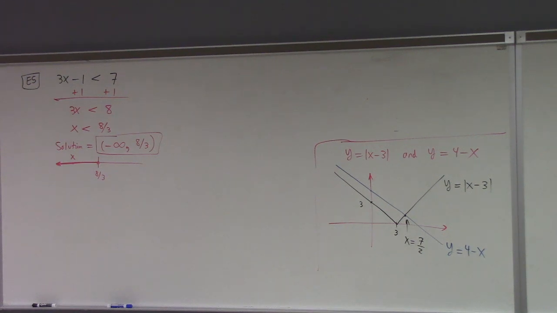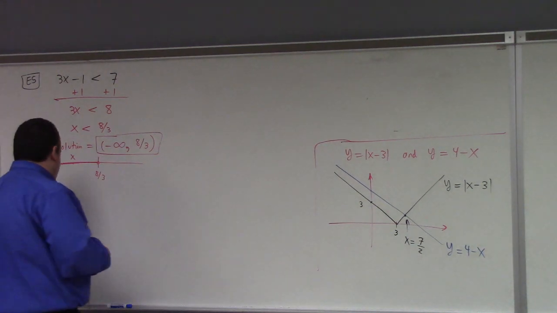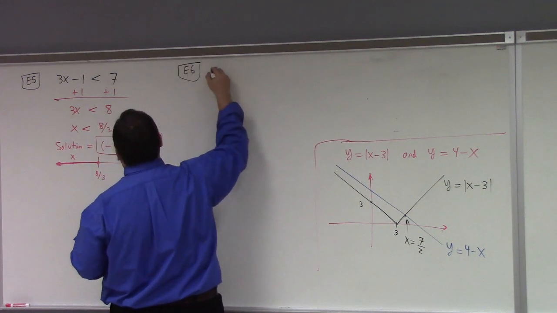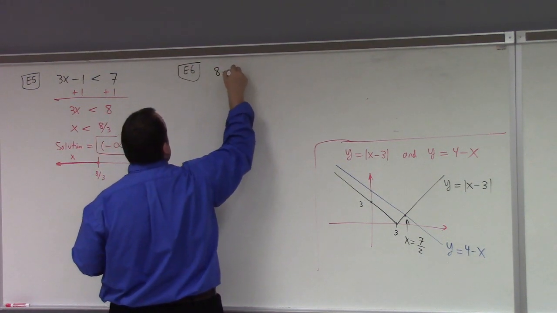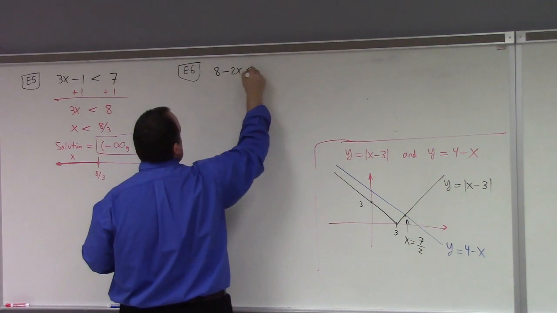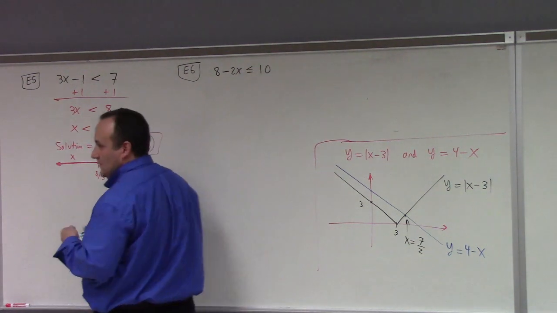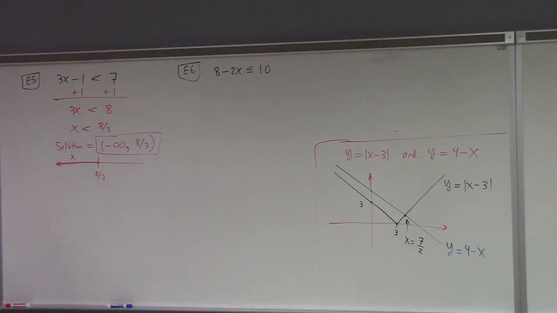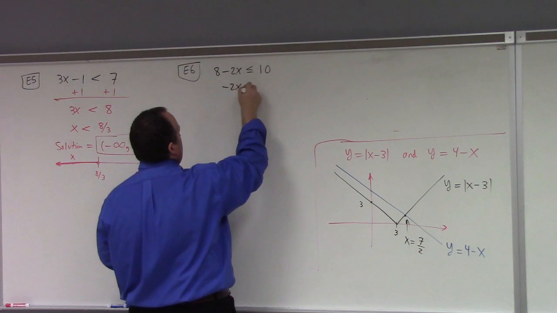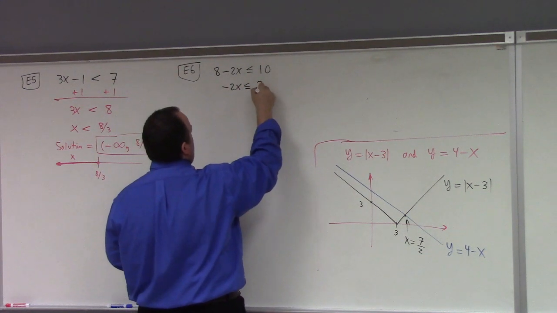Yep. When will it be a bracket? Like instead of an 8/3, when will it be a bracket? So let's look at an example where a bracket comes up. Example 6. Let's look at, say, 8 minus 2x less than or equal to 10. That will answer your question. Now what? I subtract 8 from both sides, right? If I subtract 8 from both sides, I get minus 2x is less than or equal to 2, right?